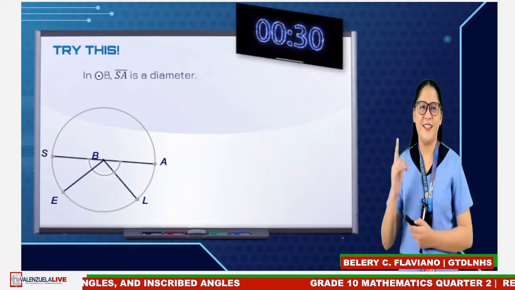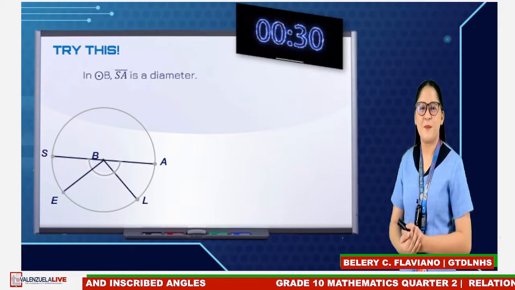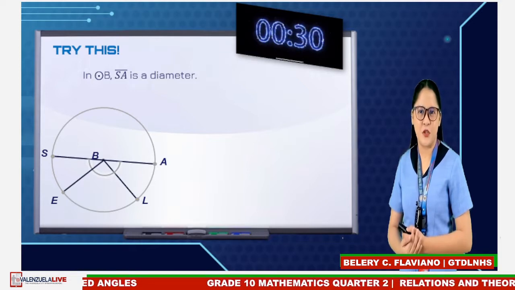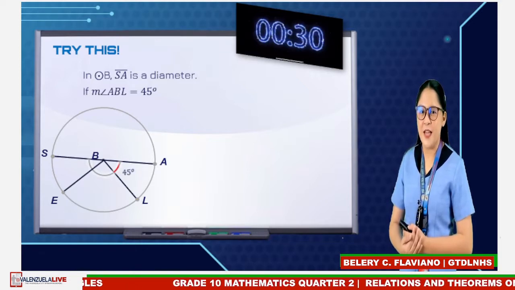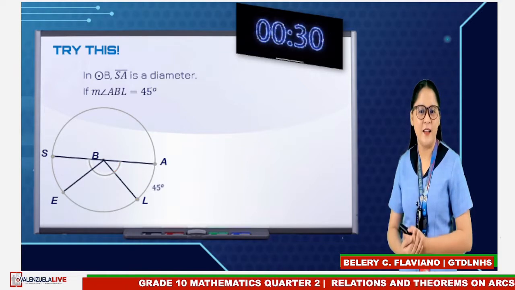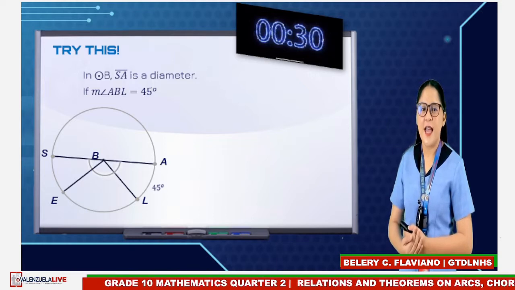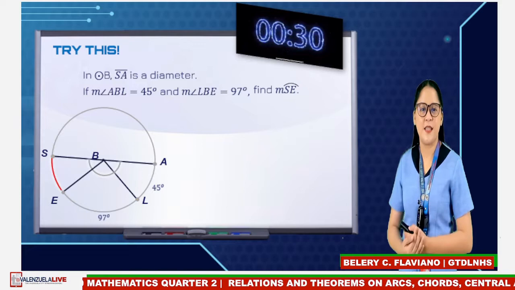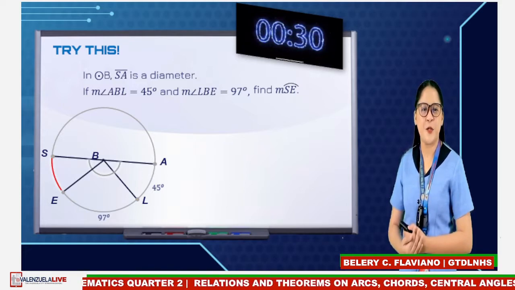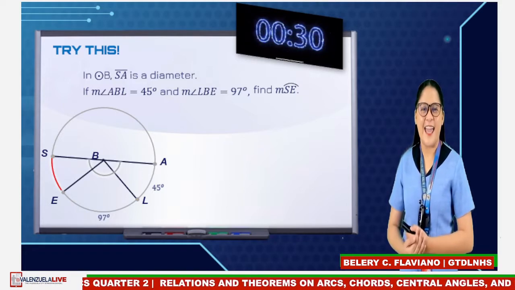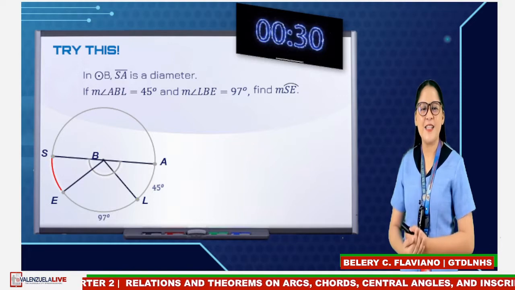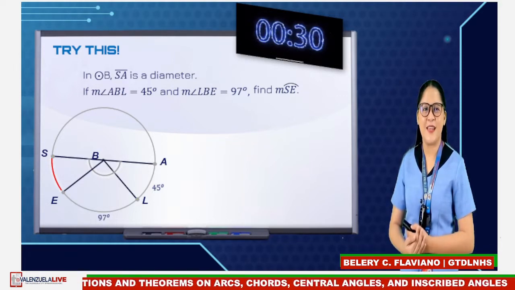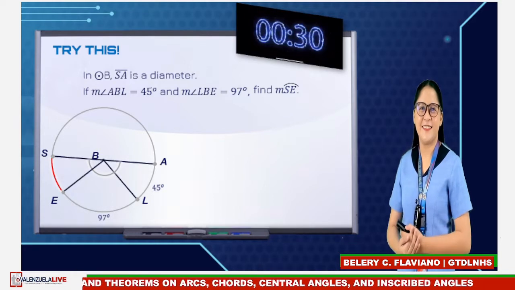Now it's your turn. Try to solve this. In circle B, SL is a diameter. If the measure of angle ABL is 45 degrees and the measure of angle LBE is 97 degrees, find the measure of arc SE. Type your answer in the comment section. You will have 30 seconds to answer it. Ready? Go!